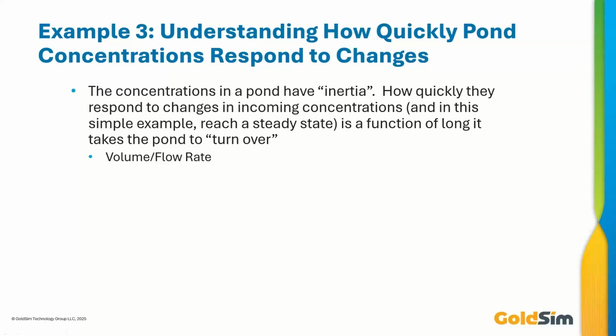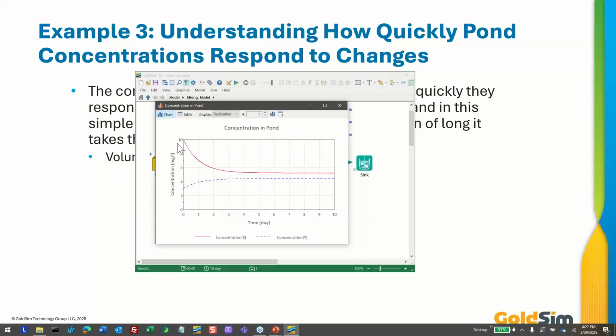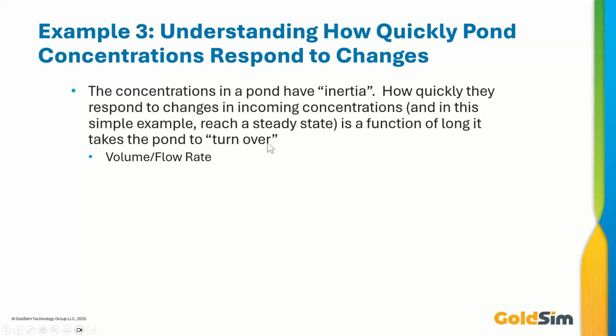But now let's think about what really happened there. People often don't think through this when they're defining their ponds or the mixing cells that represent the ponds. This model took a certain amount of time to reach steady state. Why did it take a certain amount of time? Well, concentrations in a pond have inertia. And how quickly they respond to changes in what's coming into the pond is a function of how long it takes the pond to turn over. Basically, it's a function of the volume divided by the flow rate. If I had a very, very large volume, I've got a lot of inertia in that pond, and it's going to respond much more slowly. And so that's how we should think about how these guys operate.